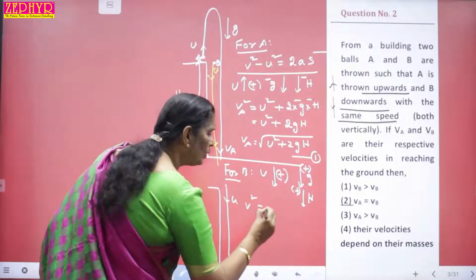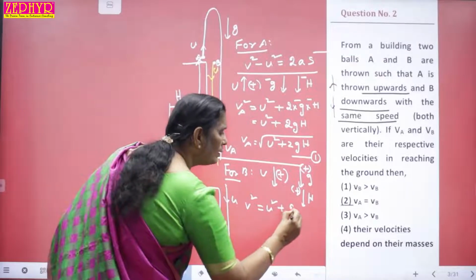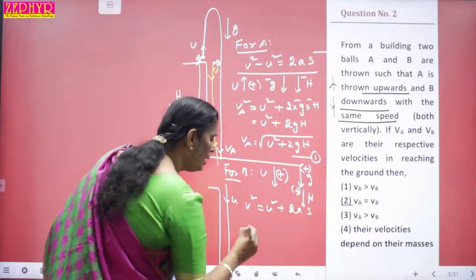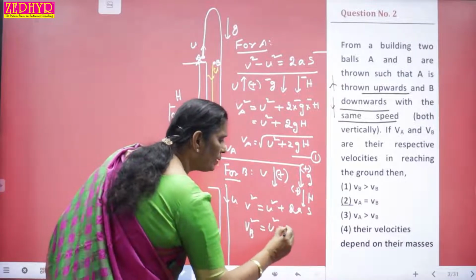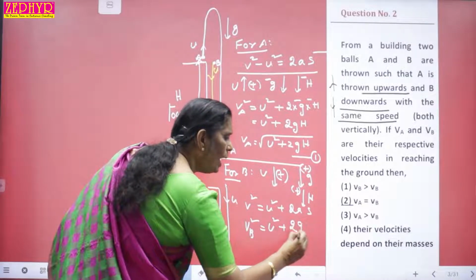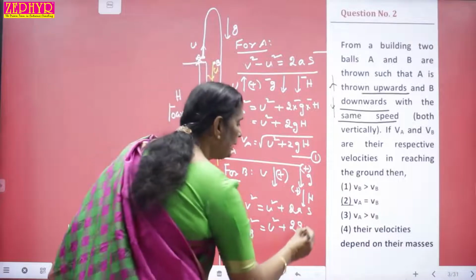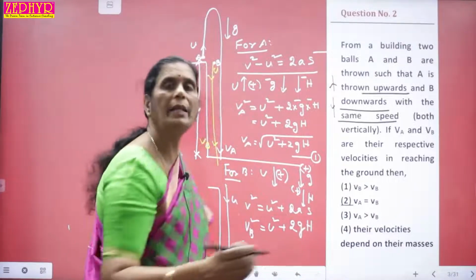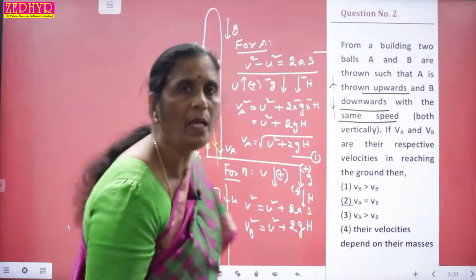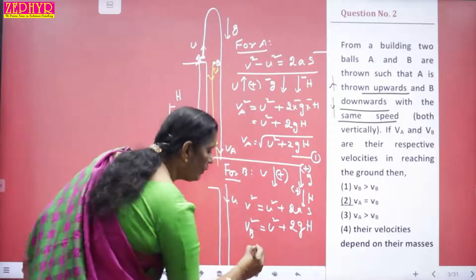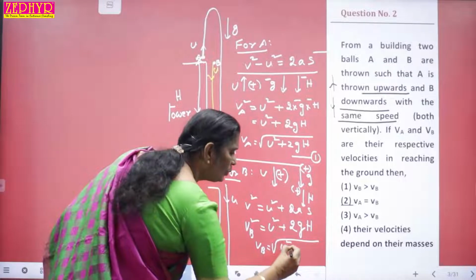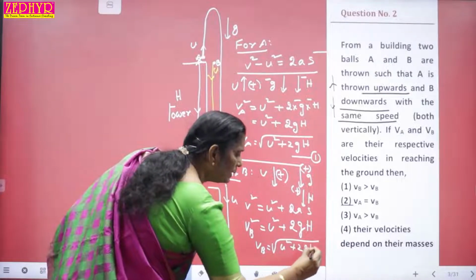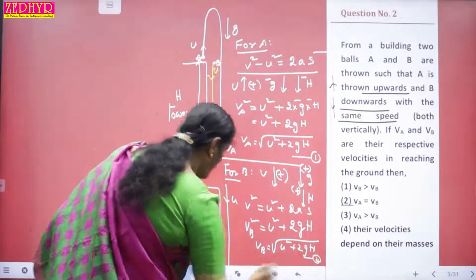V square is equal to u square plus 2as. So VB square is u square plus 2 into g into h, because g is positive and h is also positive, as they are in the same direction as the initial velocity. So therefore VB is equal to root of u square plus 2gh. Call that the second equation.